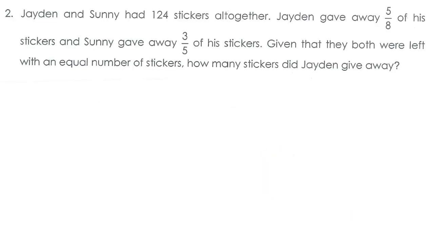So now I'm going to go to page 23, and I'm going to use question 2 as an example, as a lesson for the second homework. Now you have two people, Jaden and Sunny. Both of them had 124 stickers altogether. Jaden gave away 5/8 of his stickers, and Sunny gave away 3/5 of his stickers. In the end, they both had an equal number of stickers.